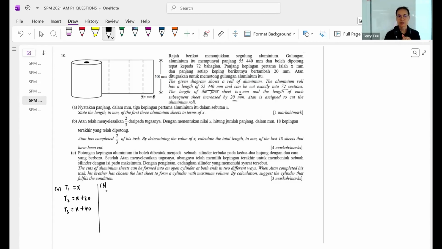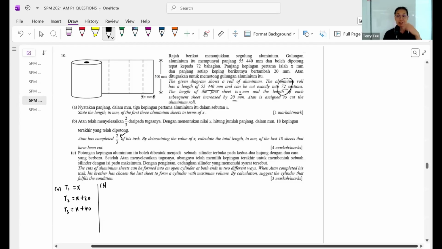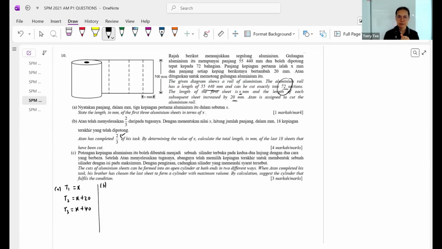Finish. Part B. Atan has completed 2/3 of his task. By determining the value of x, calculate the total length of the last 18 sheets that have been cut. Okay, so I hope you understand. When you say he finished 2/3 of his task, he wants to cut 72 in total, correct? But he hasn't finished yet. He only finished 2/3. So we're going to calculate where he stopped, right?